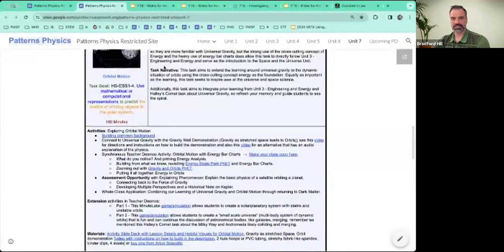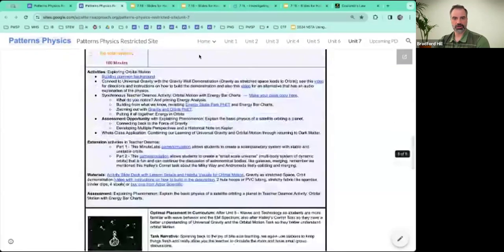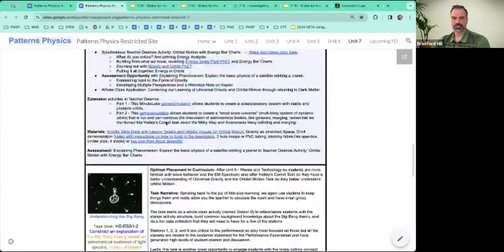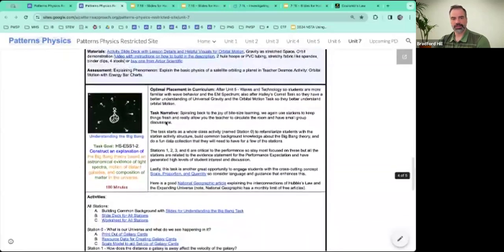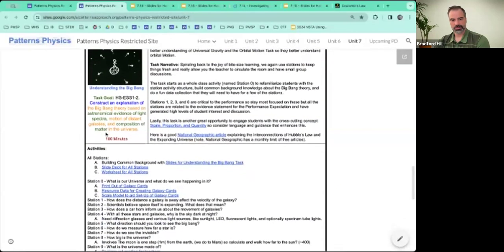You'll notice that these have an optimal placement. And it'd be nice if you've covered energy already before doing that one. And then the construct an explanation of the Big Bang Theory. It's a great one.